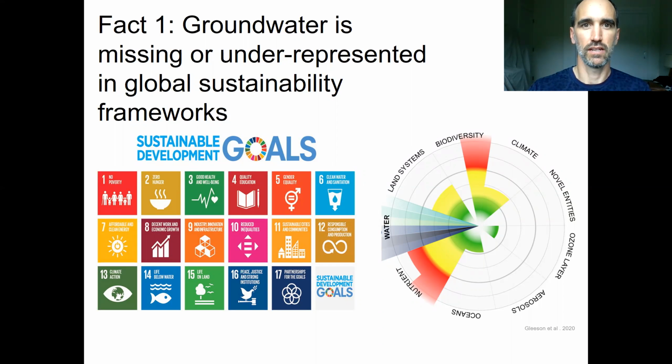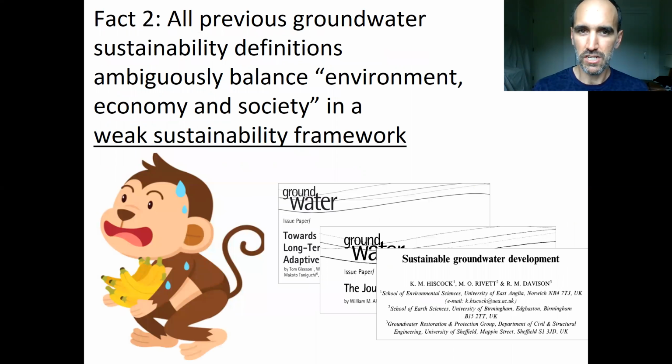The second fact about groundwater is that all previous definitions of groundwater sustainability ambiguously balance, using the Brundtland type definition, environment, economy, and society in a weak sustainability framework. Weak sustainability is when we can transfer economic capital and physical capital interchangeably. So what that means for groundwater is that we can deplete groundwater and contaminate groundwater for economic gain. This has been embedded in definitions I've proposed and a number of other people. I'm showing a few images here, so I'm guilty of this as well.